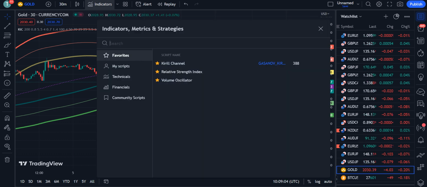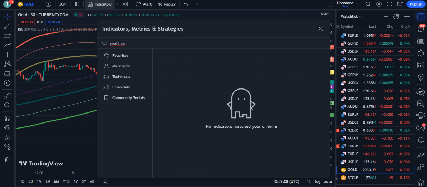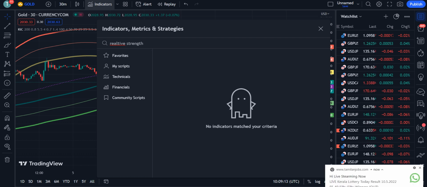The first indicator that I am going to add is the relative strength index.